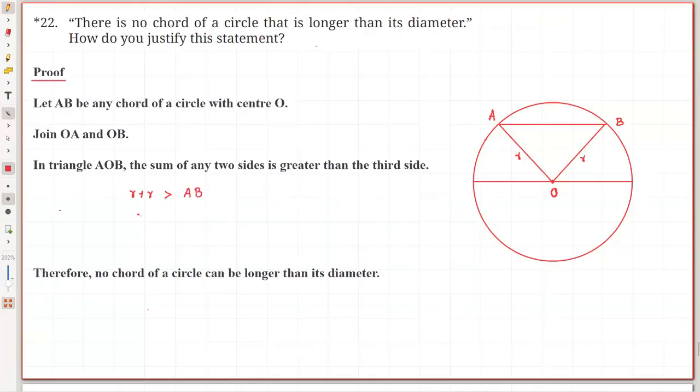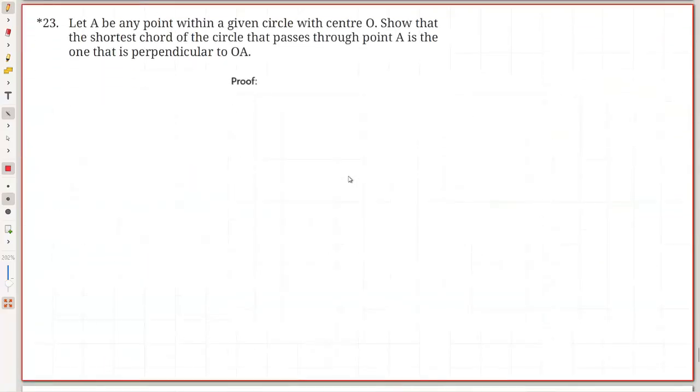R plus R is 2R, and 2R is greater than AB. Two times the radius is the diameter, so the diameter D is greater than AB. Therefore, no chord of the circle can be longer than its diameter. The diameter will be longer than any chord. Moving on to the next question, question number 23.